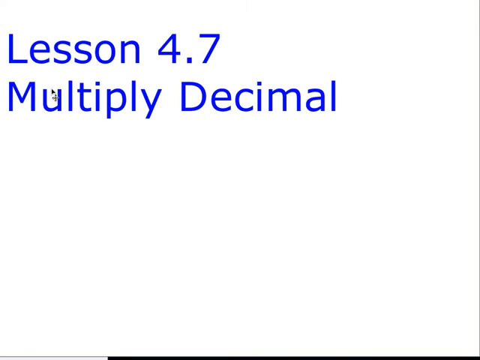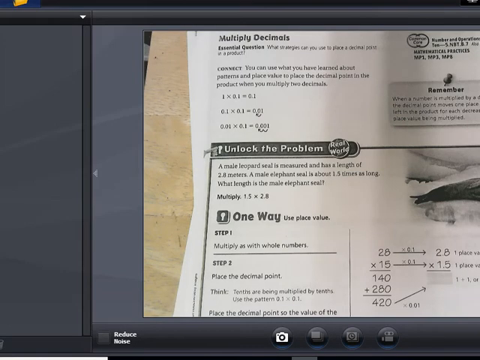Lesson 4.7, multiplying decimals. We've done a lot of practice before on how to multiply decimals and do a hundredth times a tenth. Let's really start rocking this. So we have here the essential question: what strategies can you use to place the decimal in the product?